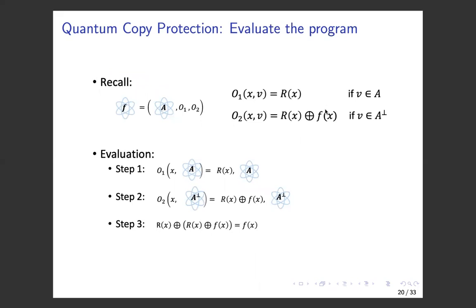So how do we evaluate such a function? It's very simple. First, the user can just input x, which is the input it wants to evaluate on, and the subspace state A, and would get Rx. In the second step, it can do QFT to the subspace state to get a superposition of elements in the dual subspace, and then it would get Rx XOR Fx. Finally, it just XORs the two results together.